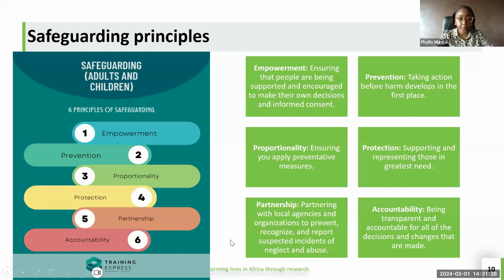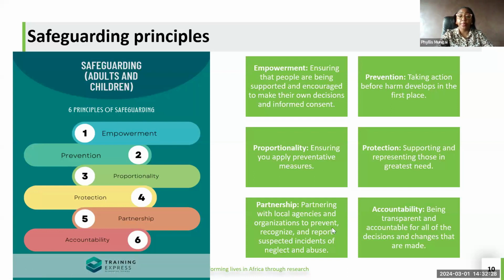So the fifth principle is partnership. Under partnership, we're encouraged to partner with local agencies and organizations to prevent, recognize, and report suspected incidents of neglect, harm, or abuse. So when we talk about local agencies, we're talking about the police force. We're talking about social agencies that can assist, including hospitals, because once a safeguarding incident has occurred, you might need to take someone who's suffered any kind of harm to hospital for medical treatment. So it's encouraged to partner with these different people so that you are mitigating the effects of the incident and ensuring that you protect the victims or survivors.